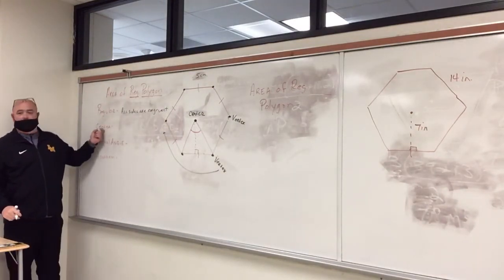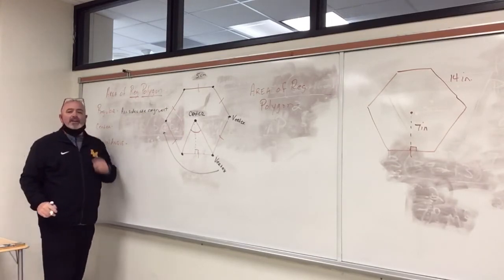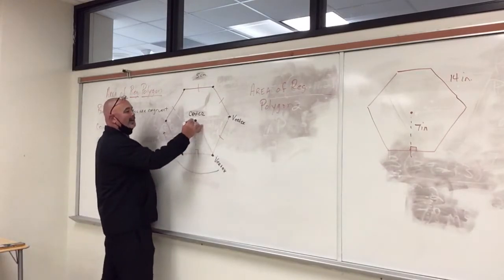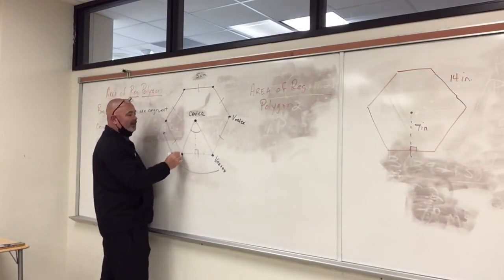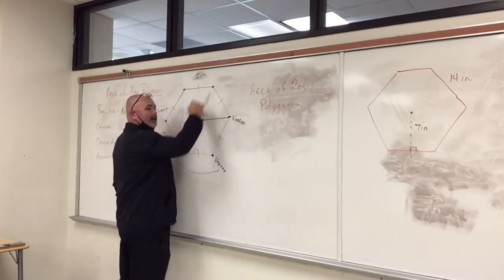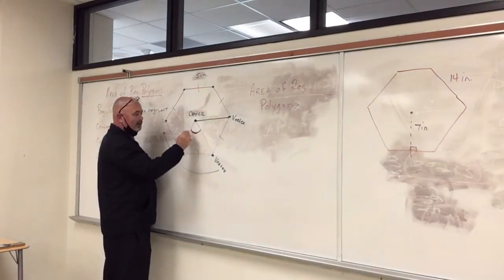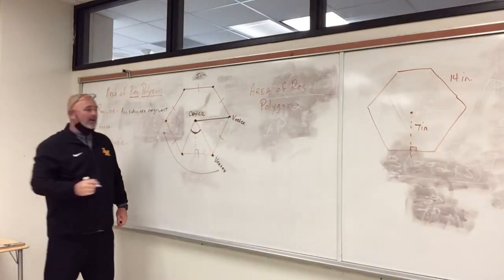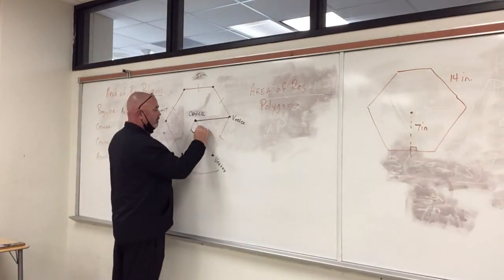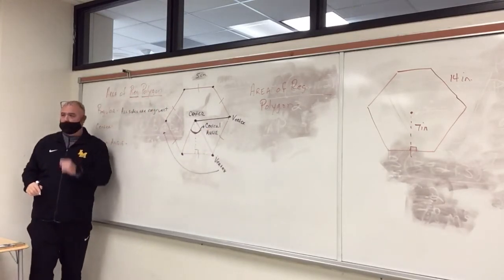So we know what the center is. We know what a vertex is. Now let's talk about the central angle. If I draw a line from the center to each vertex, right here, right here, right here, it forms an angle. Do you see this angle form? That is called a central angle. We're going to calculate central angles, but not today.